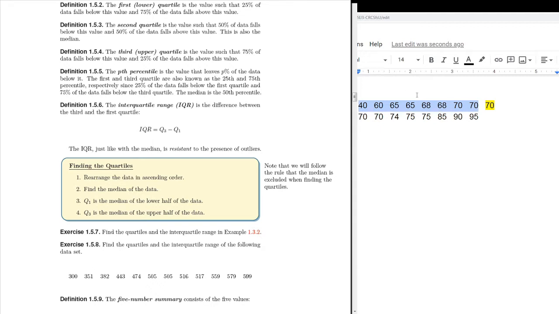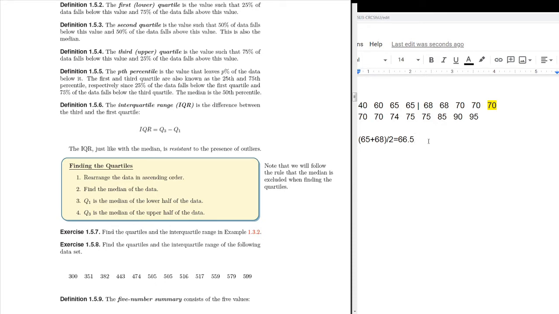And now we want to find the median of this data set. So there are 8 values in the lower half of the data, which means that the median is going to be the average of the middle 2 values. And so the first quartile is going to be the average of 65 and 68. So if we take 65 plus 68, add them together and divide it by 2, we end up with 66.5. So the first quartile, or Q1, is 66.5.